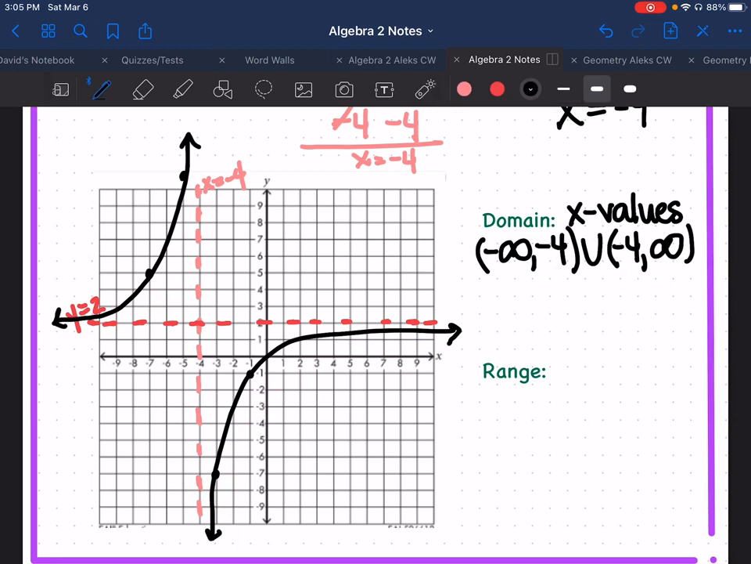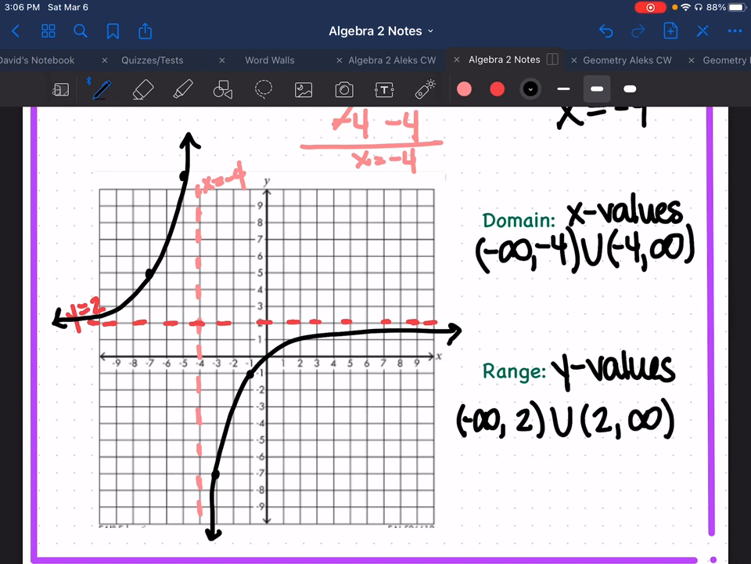All right, my range are my y values, and it's going to be everything but my +2 of my asymptote. So it's going to be negative infinity to 2, union 2 to positive infinity.